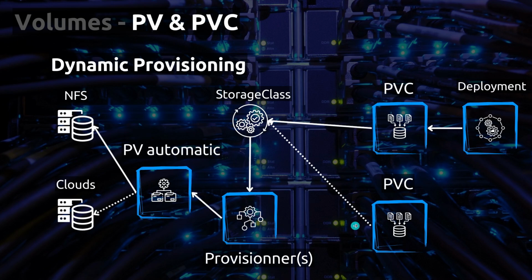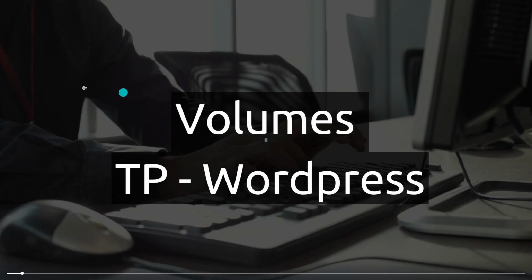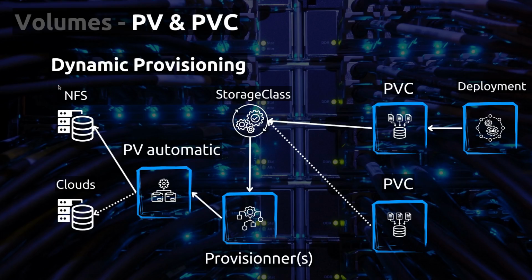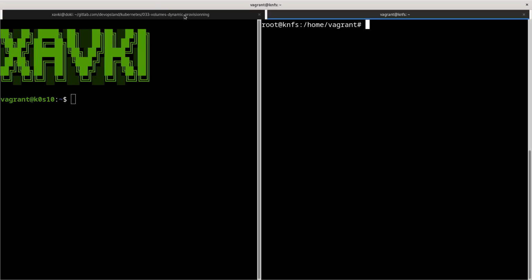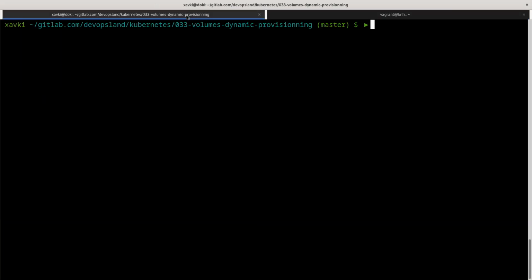And after that, we will just create a new PVC with this storage class, and then we will use this PVC inside a deployment. So let's go. For the next video we will use WordPress, with just a little demo based on a practical exercise. Let's go.